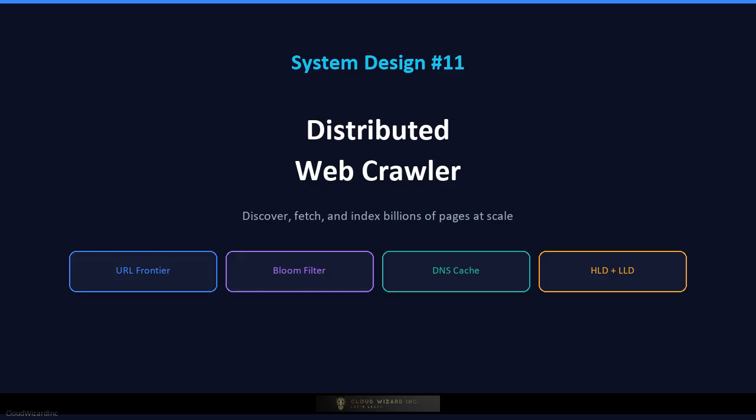We'll walk through the functional requirements, non-functional requirements, high-level architecture, end-to-end crawling flow, core models and algorithms, low-level design, and the trade-offs that come up in a senior system design interview. Whether you are preparing for a FANG interview or building large-scale search infrastructure, let's get into it.